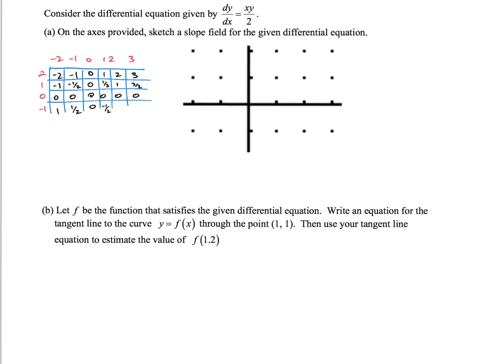Then negative 1, and then negative 3/2. All right. So now when we start completing our little slope field, I always like to start out with 0 slopes and just knock those out right here. So then I got my 0 slopes.